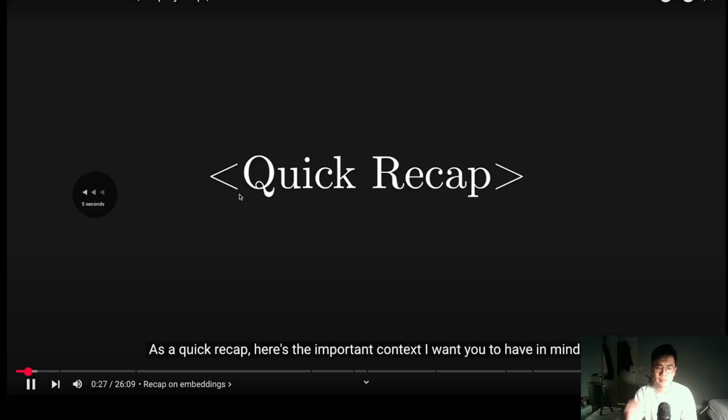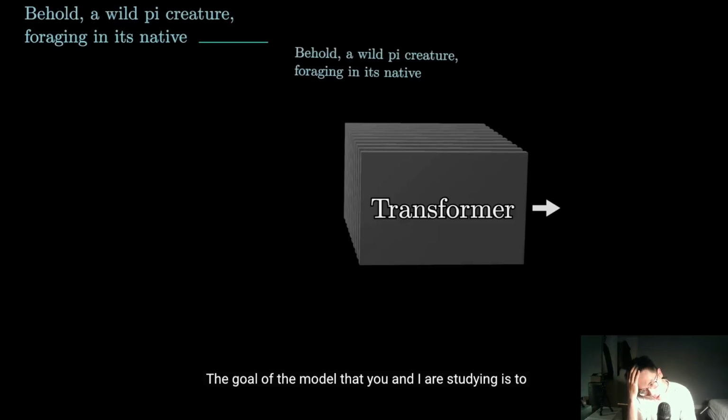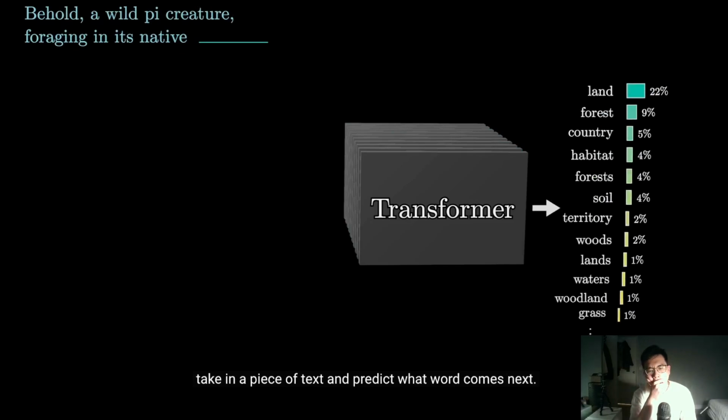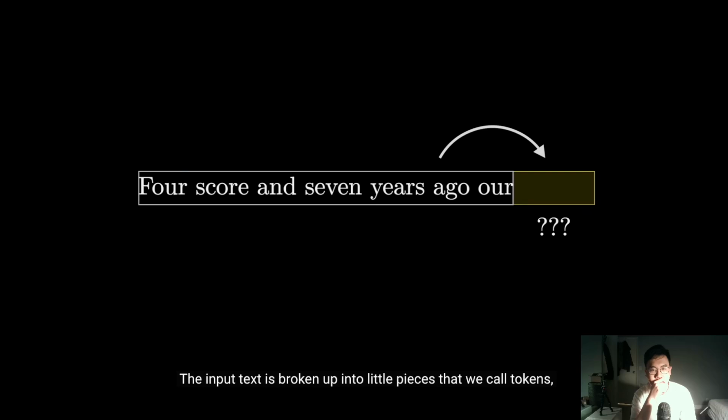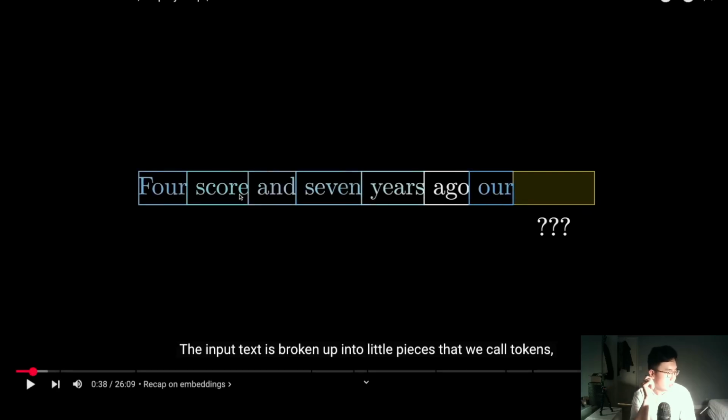As a PCAP, here's the important context I want you to have in mind. The goal of the model that you and I are studying is to take in a piece of text and predict what word comes next. The input text is broken up into little tokens, and tokenization is just splitting up into chunks. I thought the tokenizer was independently trained, but apparently it could also be jointly trained with your transformer. And then basically, those tokens are just like chunks of the text.